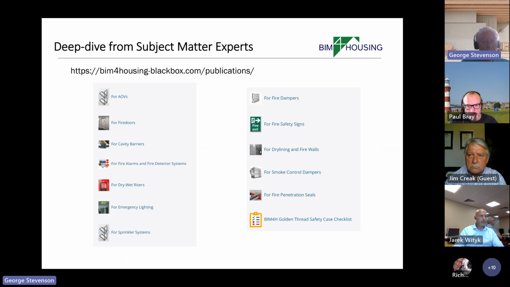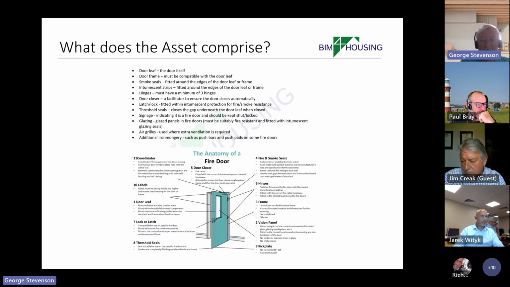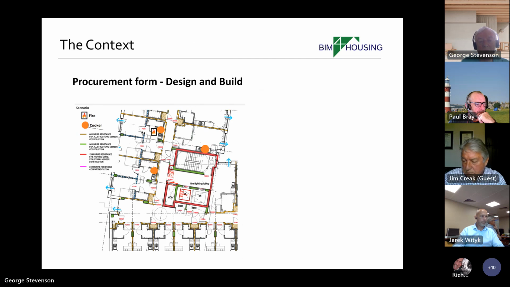So the exercise that we've gone through over the last 18 months, or before the last 18 months, we published these, was for these key asset types. And that's the exercise that we're going through here to identify what information is needed about, let's say, a fire door. And we tried to put some sort of context behind it.